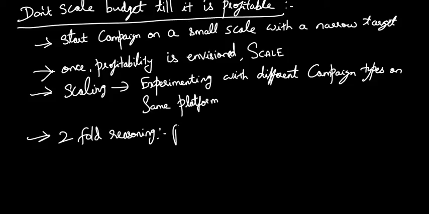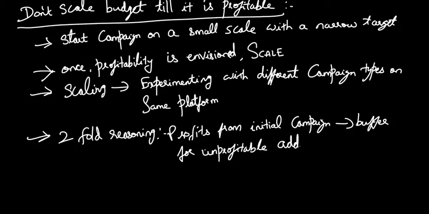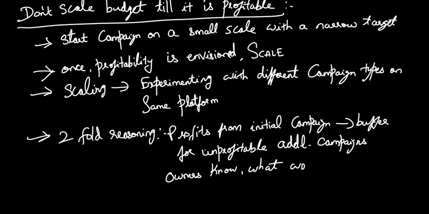One is profits. Profits from the initial campaign act as a buffer for unprofitable additional campaigns. This is one point which you must keep in mind. And the next one is that owners know exactly what works well for them.